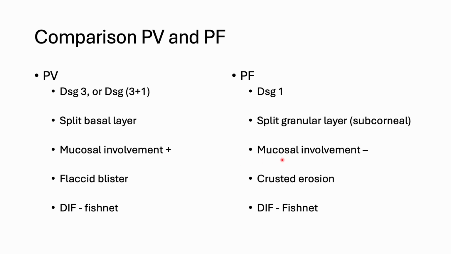PF does not. The PV, because the blister wall is thicker and has multiple layers of keratinocytes, will be more flaccid. In contrast, the PF, since it's so thin, you only have the crusted erosion. On DIF, both disorders are the same, showing IgG and C3 with a fishnet pattern. I hope the two disorders now make sense.